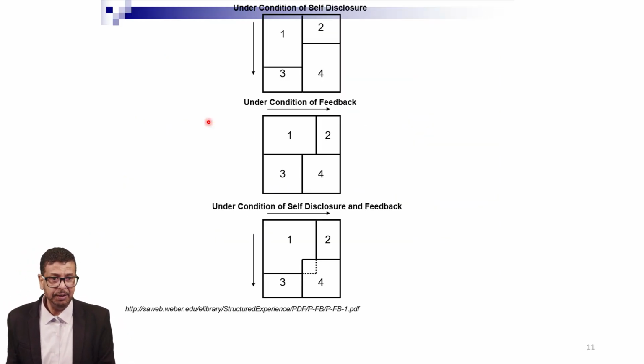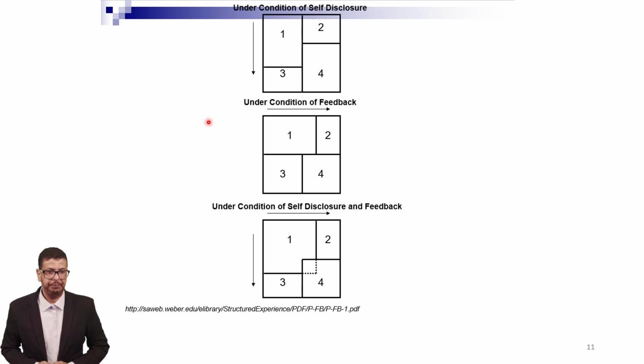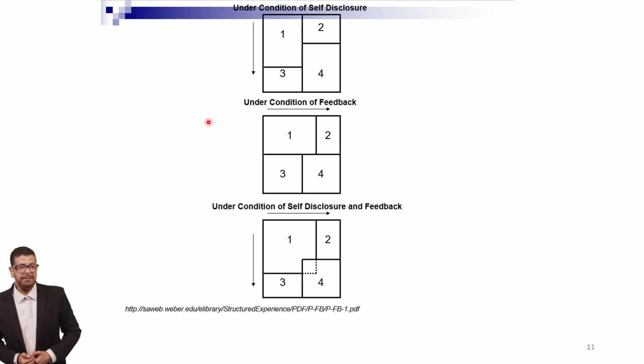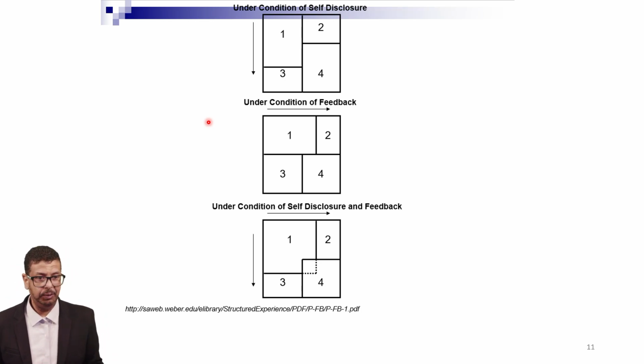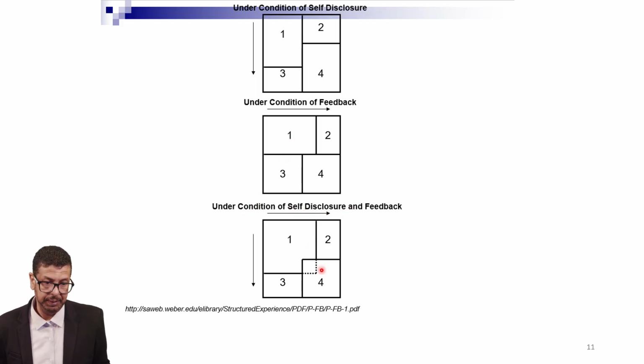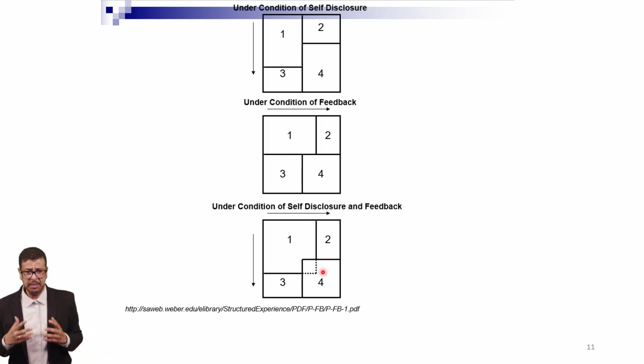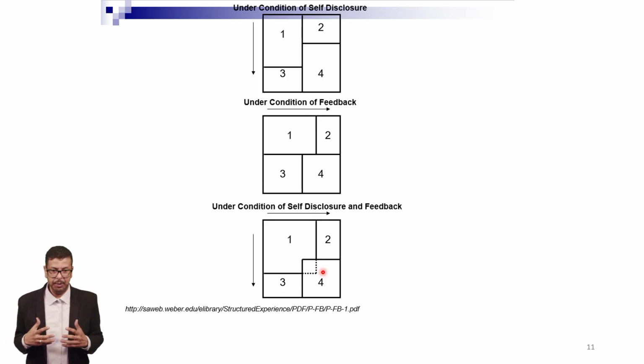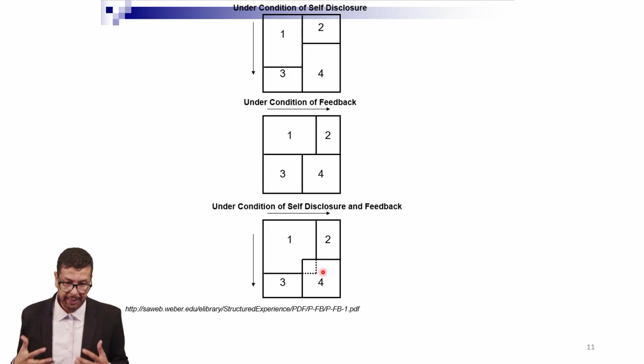And here is very obvious. So the first figure, under self-disclosure, the quadrant will be in this shape, and under feedback, it will be in this shape, and under the condition of self-disclosure and feedback, it will be here. And the more successful people are those with an open area.